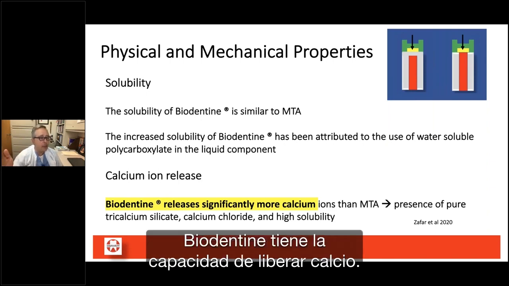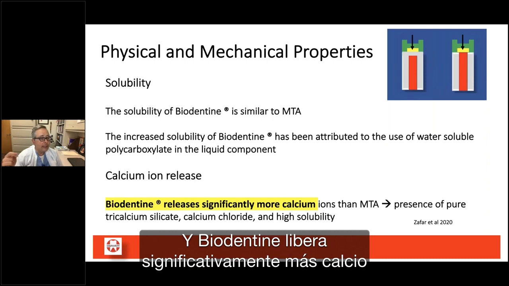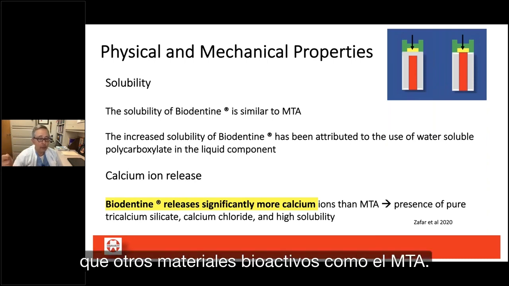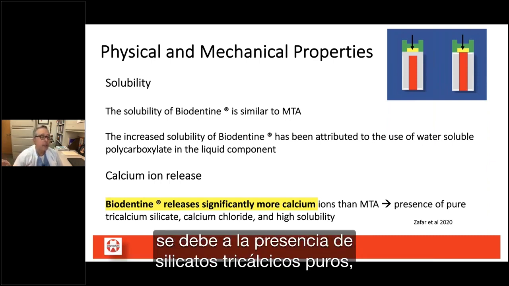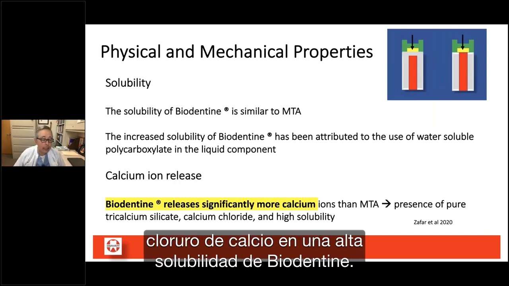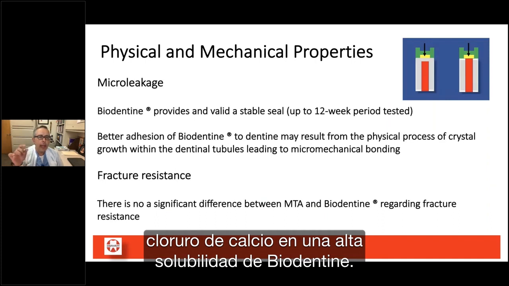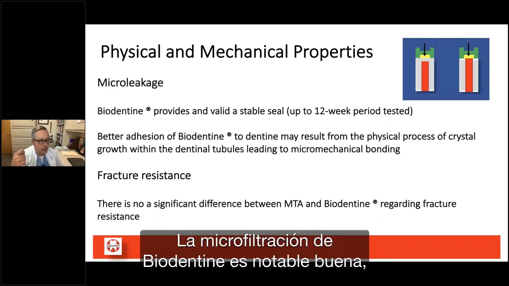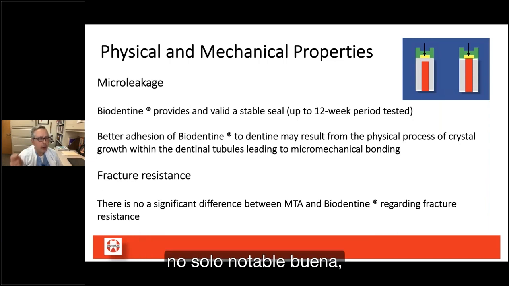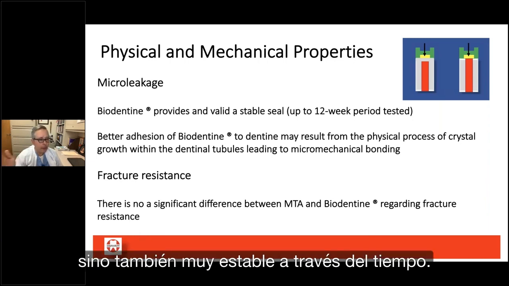Biodentine has the ability to release calcium, and it releases significantly more calcium than other bioactive materials like MTA. That increase in the release of calcium is because of the presence of pure tricalcium silicates, calcium chloride, and the high solubility of Biodentine. I mentioned the microleakage. The microleakage of Biodentine is remarkably good, and not just that, it's also very stable over time.